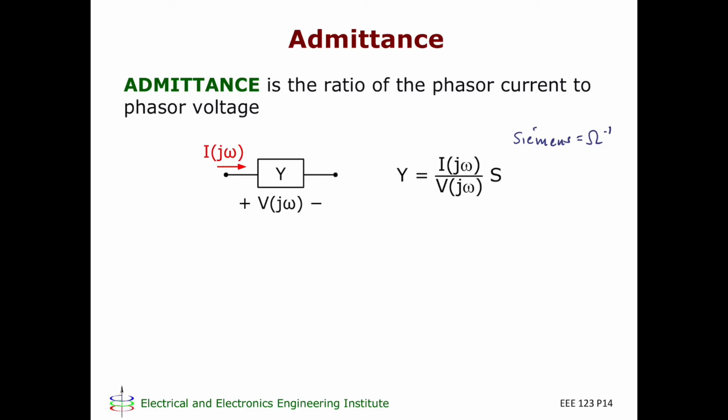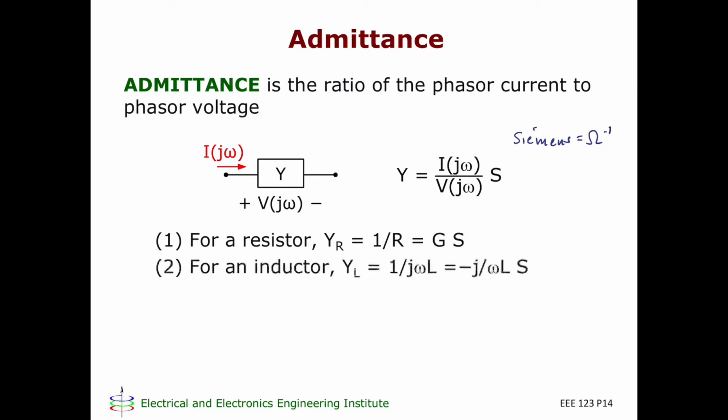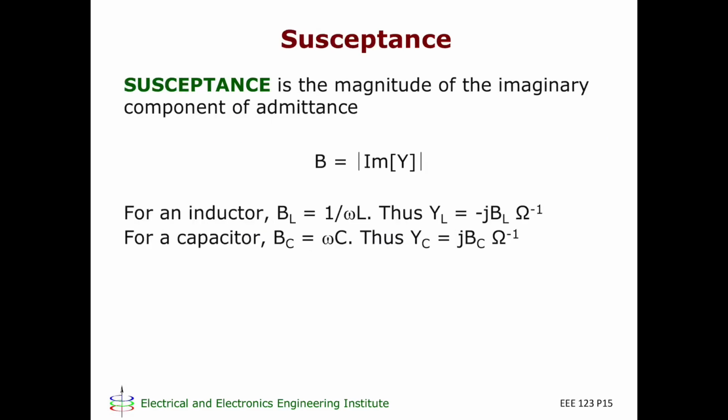So from our previous expressions for impedance, we can get the admittances of a resistor, which is 1 over R, or equal to conductance. For an inductor, it is 1 over j omega L, which is equal to minus j over omega L. And for a capacitor, it is j omega C. Susceptance is the magnitude of the imaginary component of admittance. So for an inductor, this is just 1 over omega L, and for a capacitor, it is just omega C.